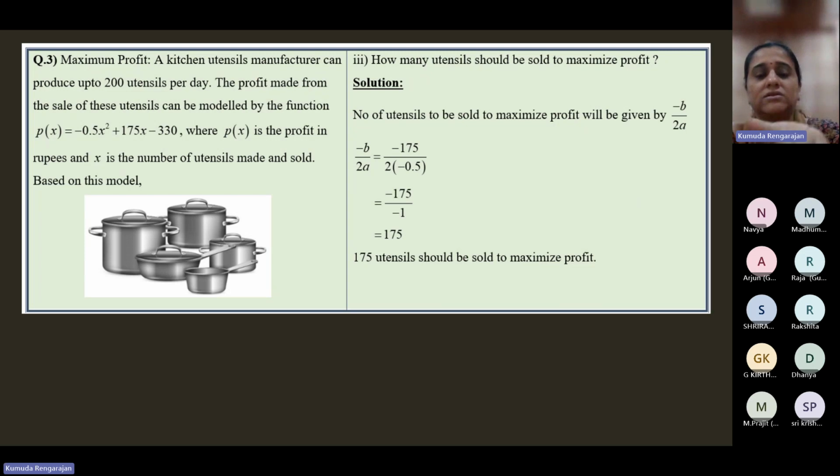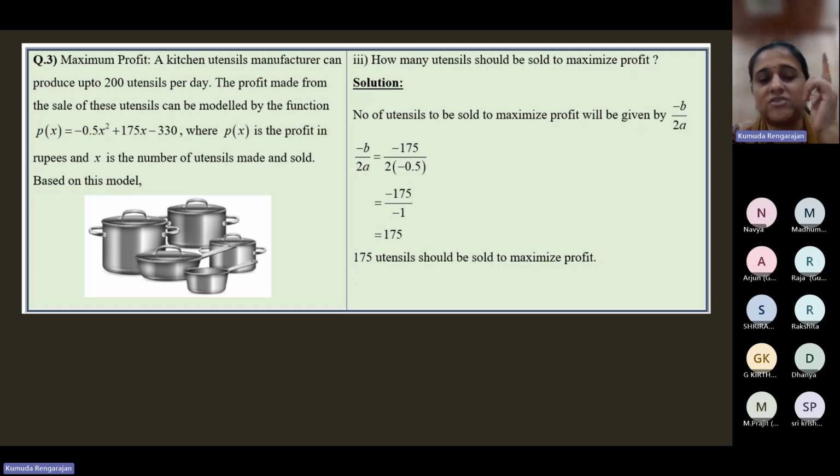I told you, same case study. The third subdivision is how many utensils should be sold to maximize profit. So this is where we use the coordinates of the vertex of the parabola. The coordinates of the vertex of the parabola are given by (-b/2a, -D/4a), where -b/2a is the x coordinate and -D/4a is the y coordinate. The x coordinate represents the number of utensils made and sold. The y coordinate represents the profit made.